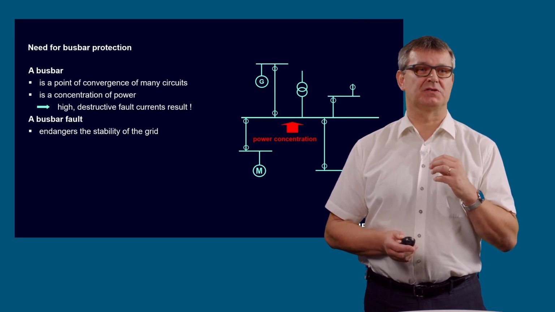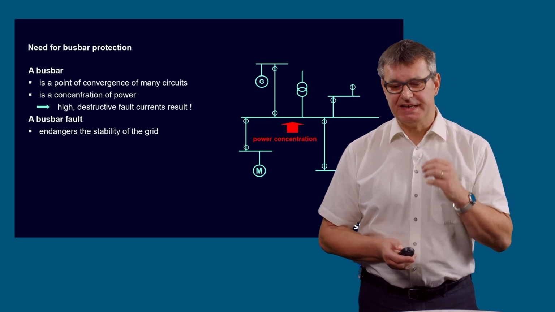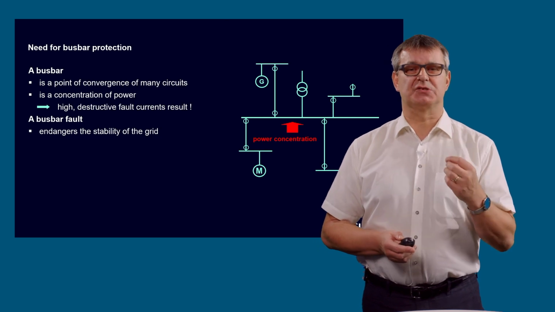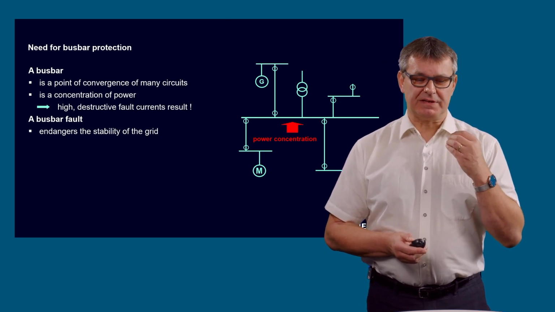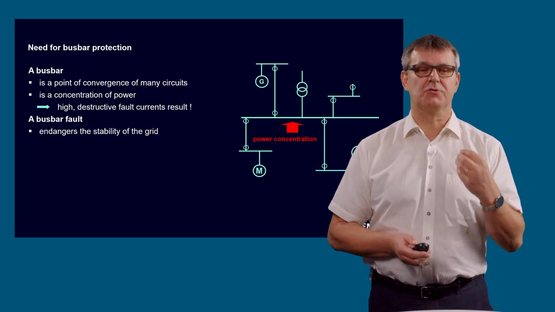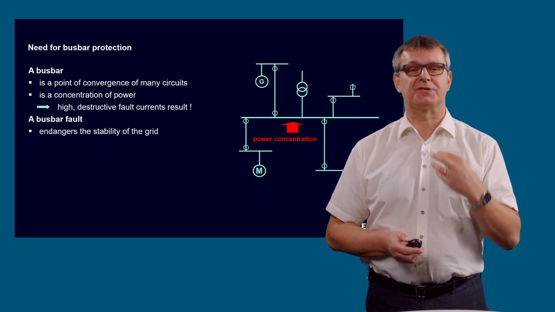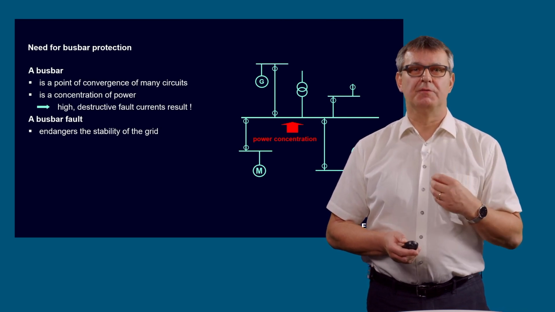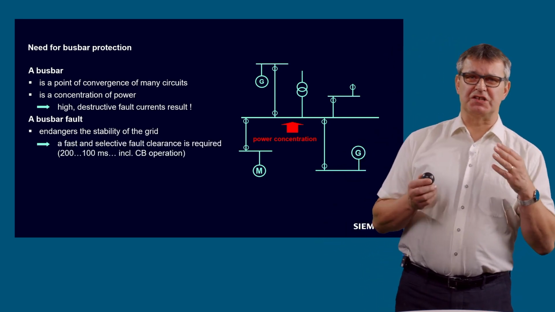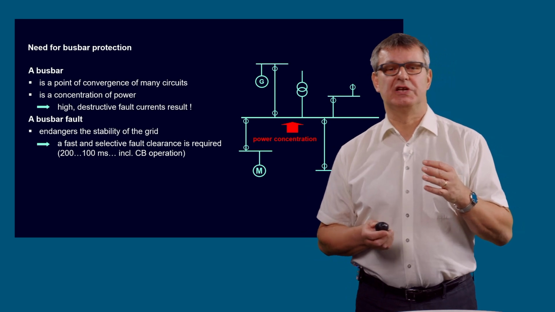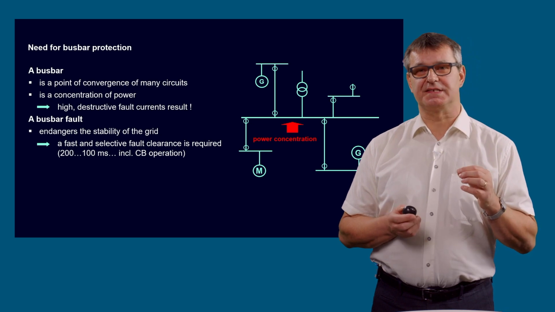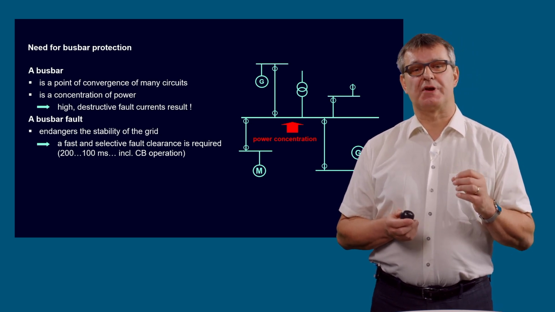If a busbar fault could not be cleared in time, very quickly, it could happen that a whole station, the net, will be unstable, really for a whole country, for a whole continent like Europe, if we have a highly destructive fault on a busbar which is not cleared on time. So the general requirement to clear a busbar fault is 200 to 100 milliseconds, inclusive of the circuit breaker operation.